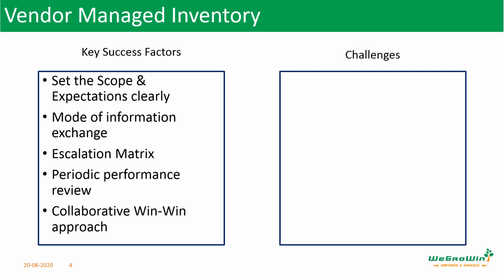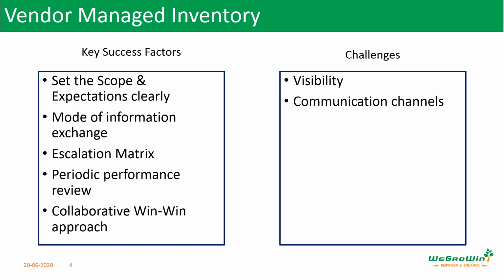And if there is any issue, there should be an escalation matrix, because for sure in any business there will be issues and they should be resolved productively. And there should be periodic performance review. Any business process has to be performed, evaluated, and the performance has to be analyzed continuously. And the collaboration should be a win-win approach. There shouldn't be a win-lose or lose-win situation. It should always be a win-win approach. These are the key success factors.